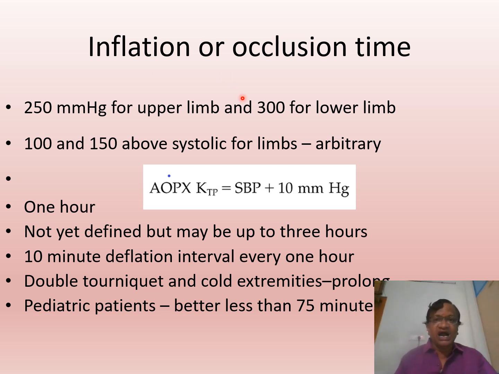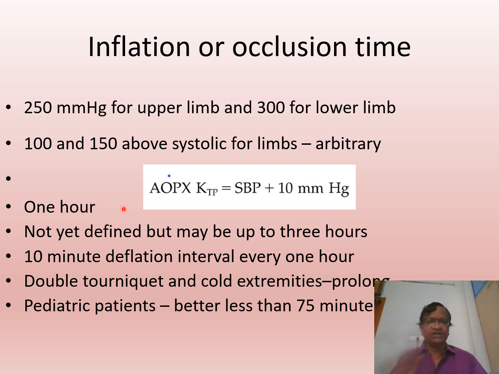What is the limb occlusion time? Probably we may use 250 for upper limbs and 300 for lower limbs. Maybe 150 or 100 above systolic. This is arbitrary. Systolic plus, I don't want to comment on these. 100 above and 150 above. All these things are arbitrary.